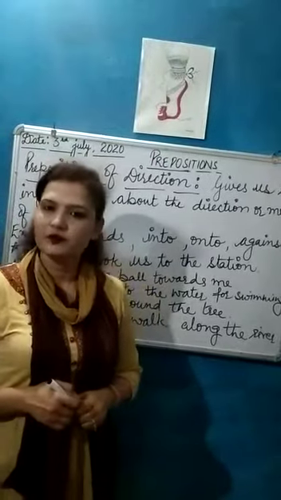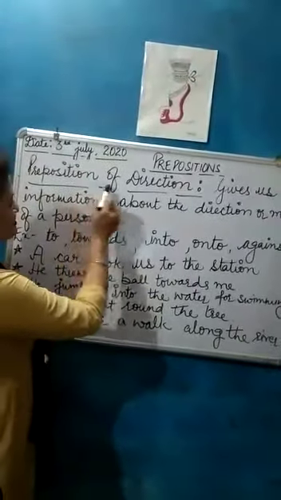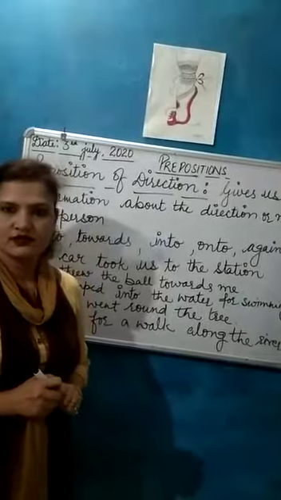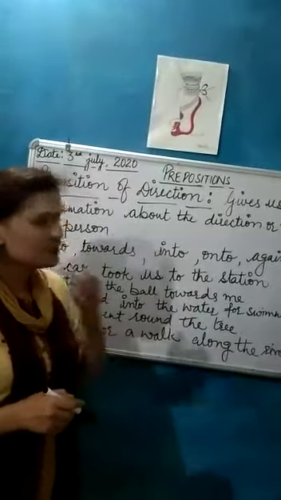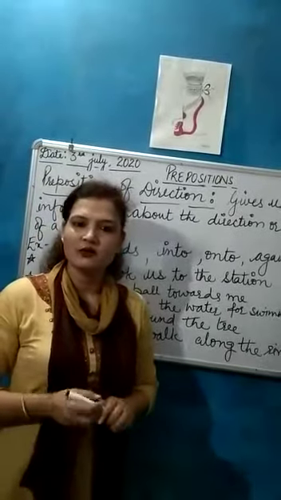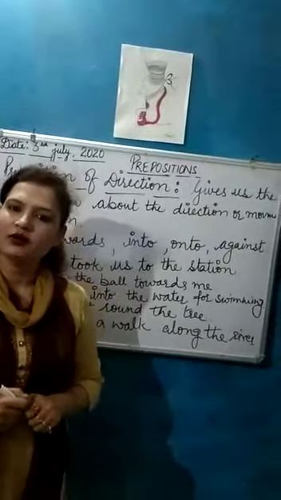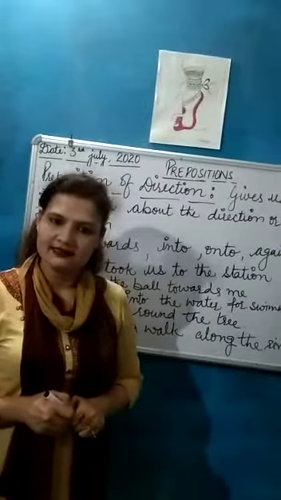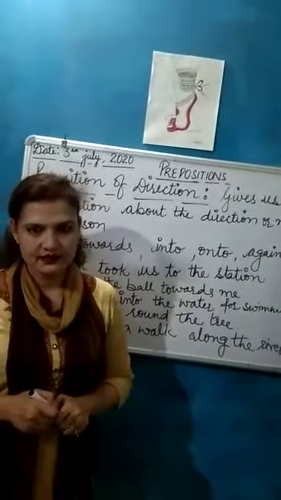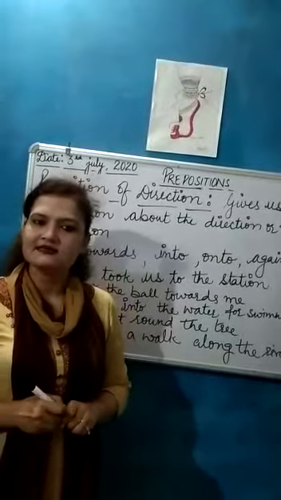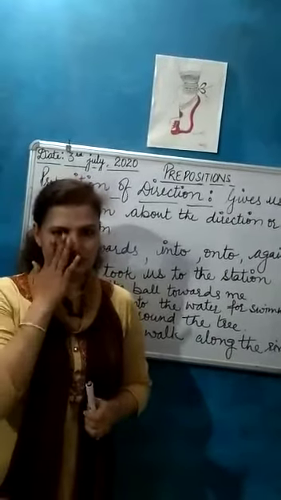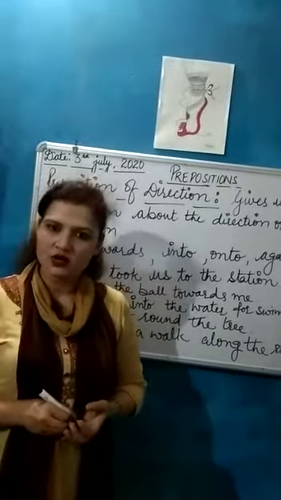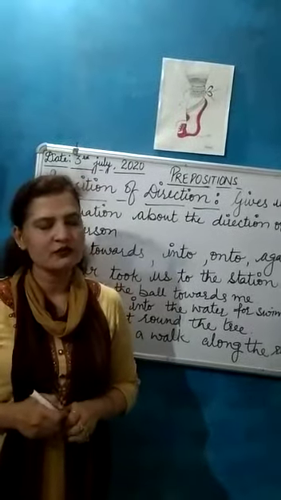The next type of preposition is preposition of direction. What are prepositions of direction? Prepositions of direction give us information about the direction or movement of a person and things with respect to something else in the sentence. They also give us a sense of place or location, and we can say that they show us to where or in which direction something moves.